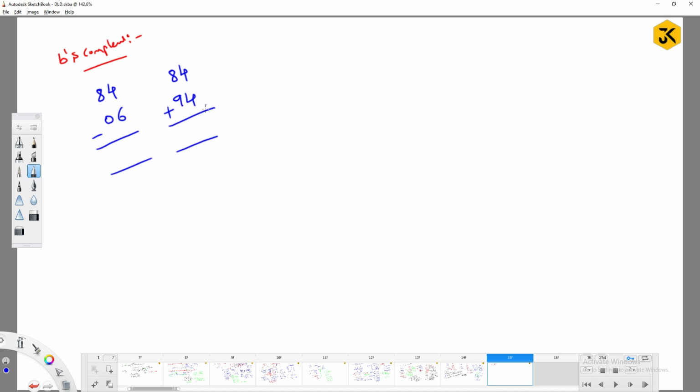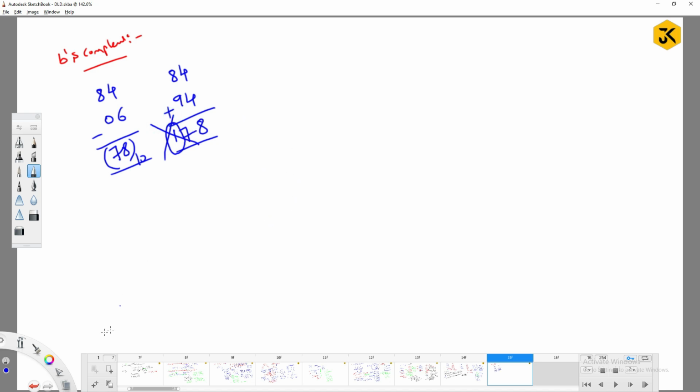You are going to get a carry and 78. What is the result of the actual data? If it is in base 10, it is 78, right? So we got the data other than the carry. So we can simply discard the carry. There is no need of this one.